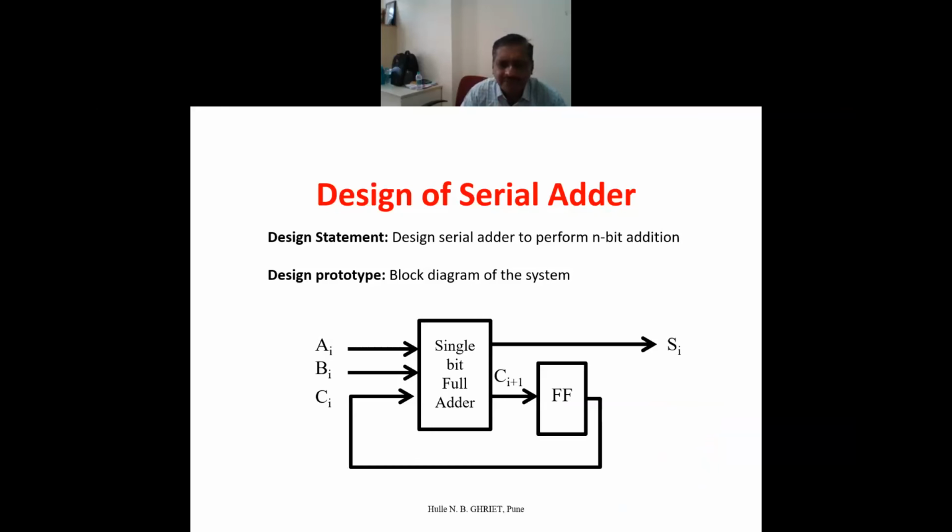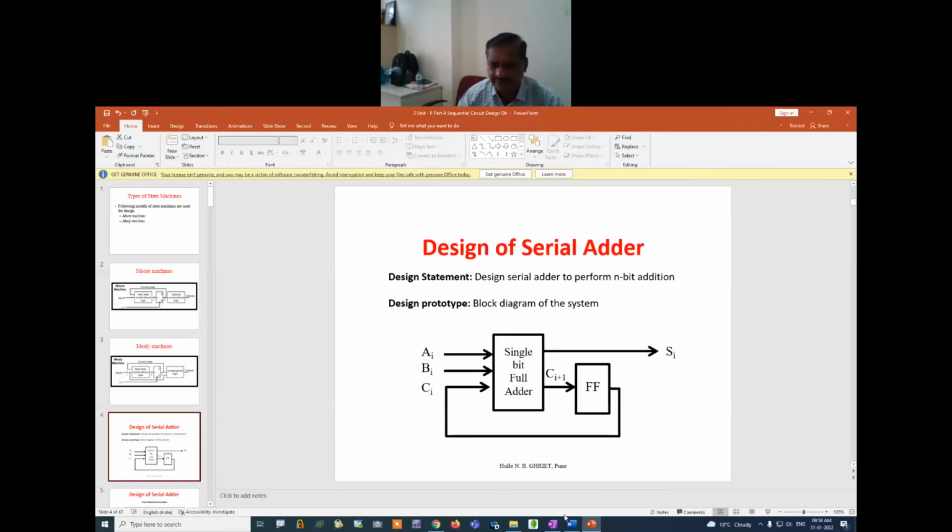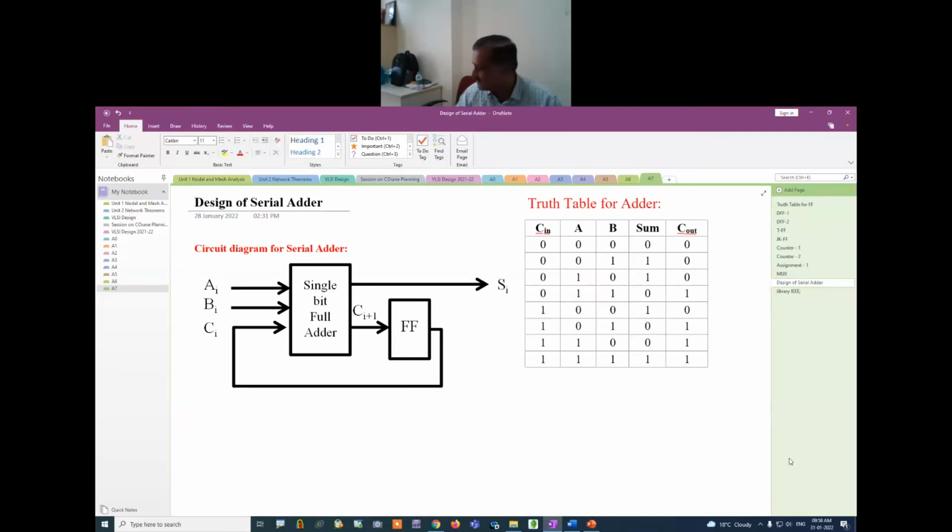Means in conclusion, if we are planning to design this particular system, we will have two states. One state is carry equal to 0 and another state is carry equal to 1. And to design this system, we need one flip-flop. Now, about the hardware, we need not bother about the hardware. Is it right? Now look at this part.